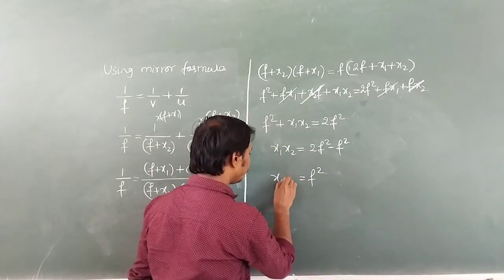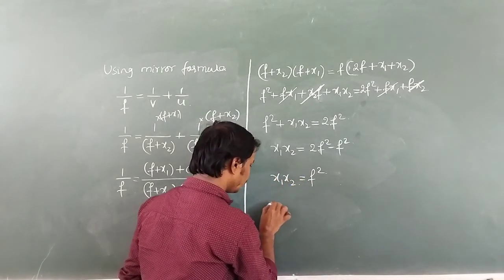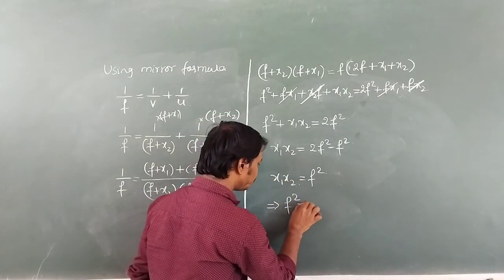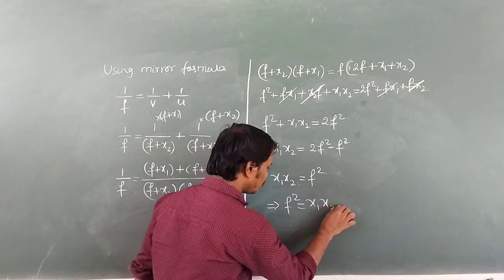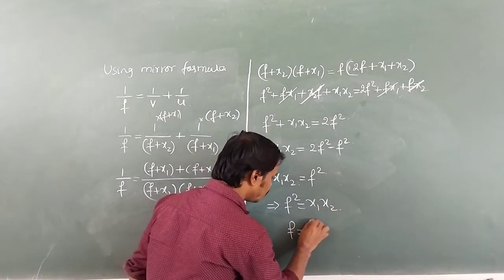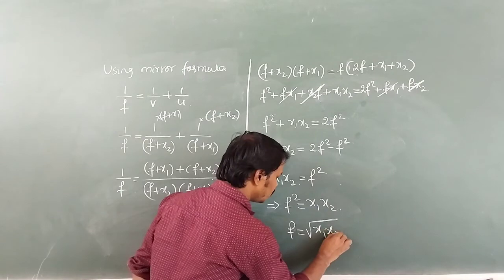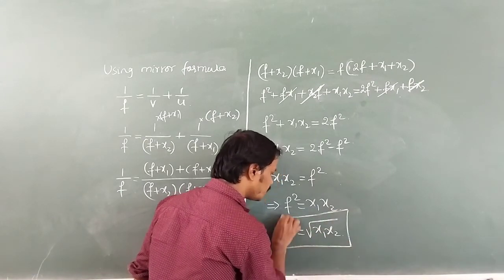Then it is x1 into x2. Then we can write f square is equal to x1 into x2. Then f is equal to square root of x1 into x2. This formula is called Newton's formula.